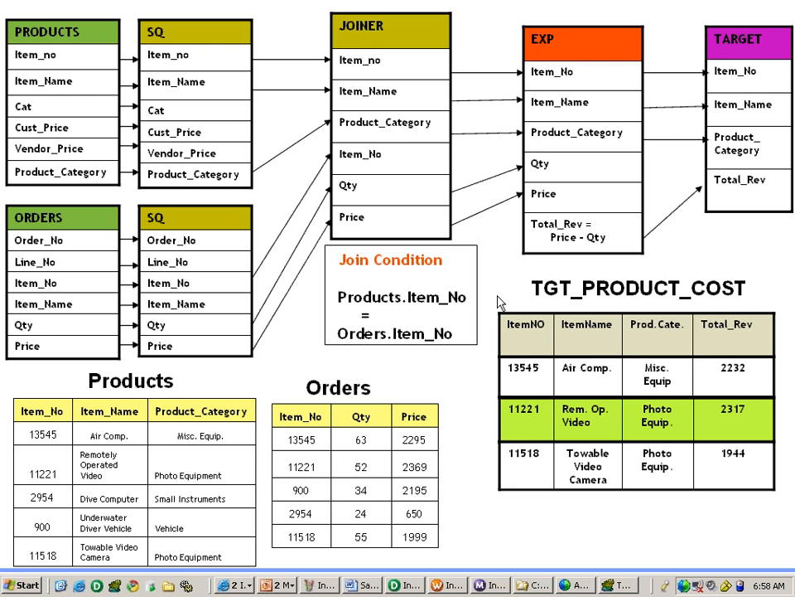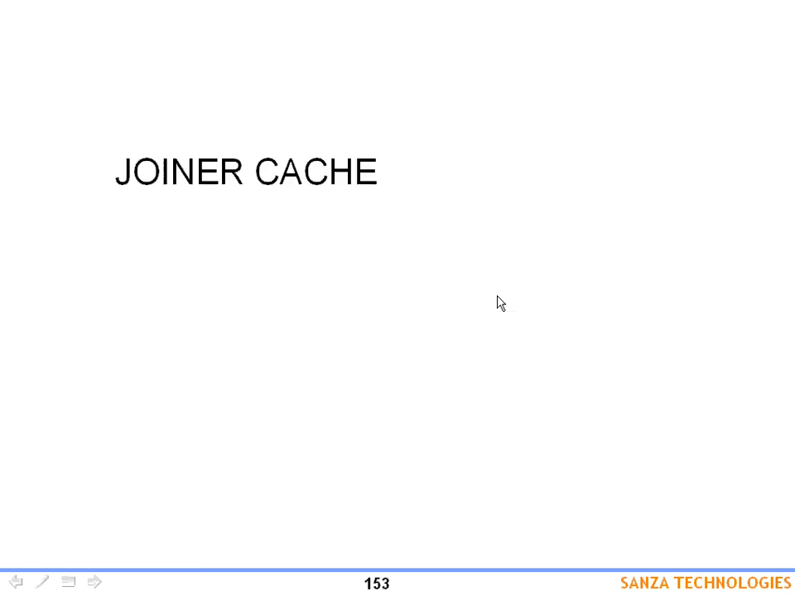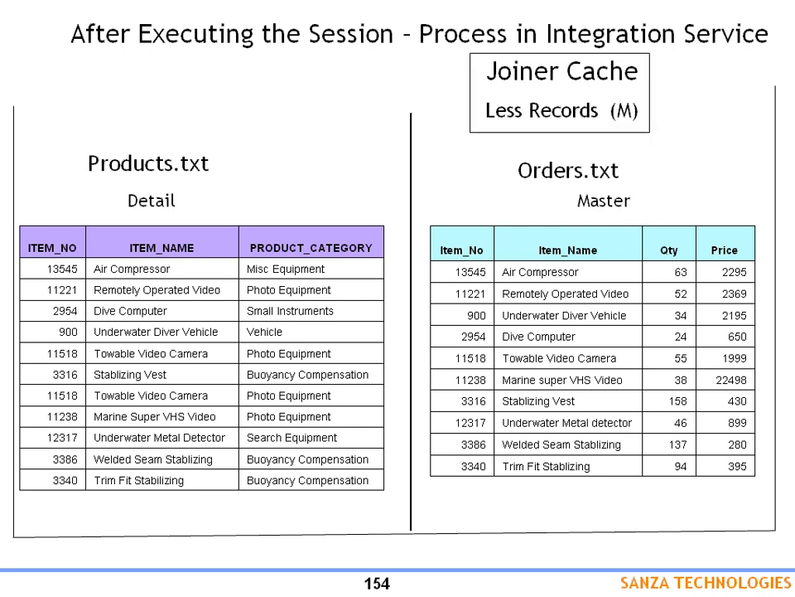So the solution for this is, at runtime, Informatica allocates a memory space to one of the sources. When you execute, it will get both the data into the integration server, but one source of data it will put in the cache. That is called a joiner cache. Which source's data should be in the cache is determined by you only.